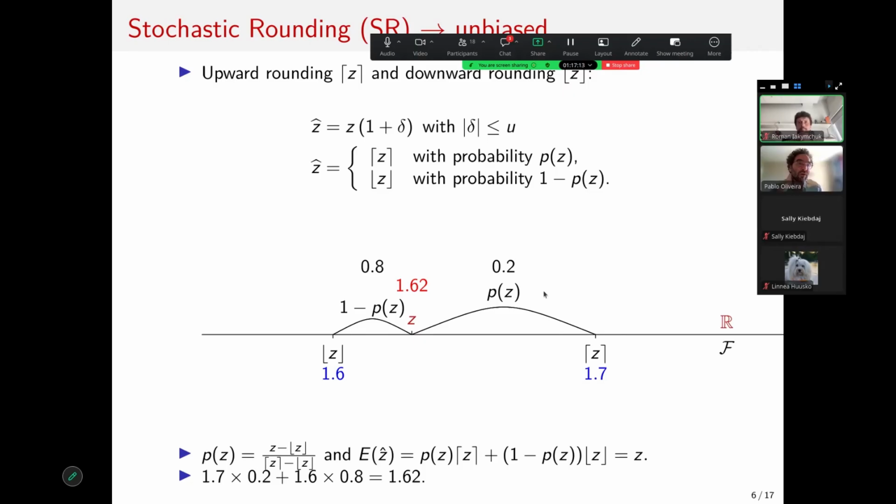Because these are binomial probabilities, we can compute the expectancy, and in fact it's going to be 1.7 times 0.2 plus 1.6 times 0.8, and we get as average the exact mathematical result. So that's a very nice property. In fact, stochastic rounding gives you for one operation an unbiased distribution. So the average of many samples is going to give the exact result.